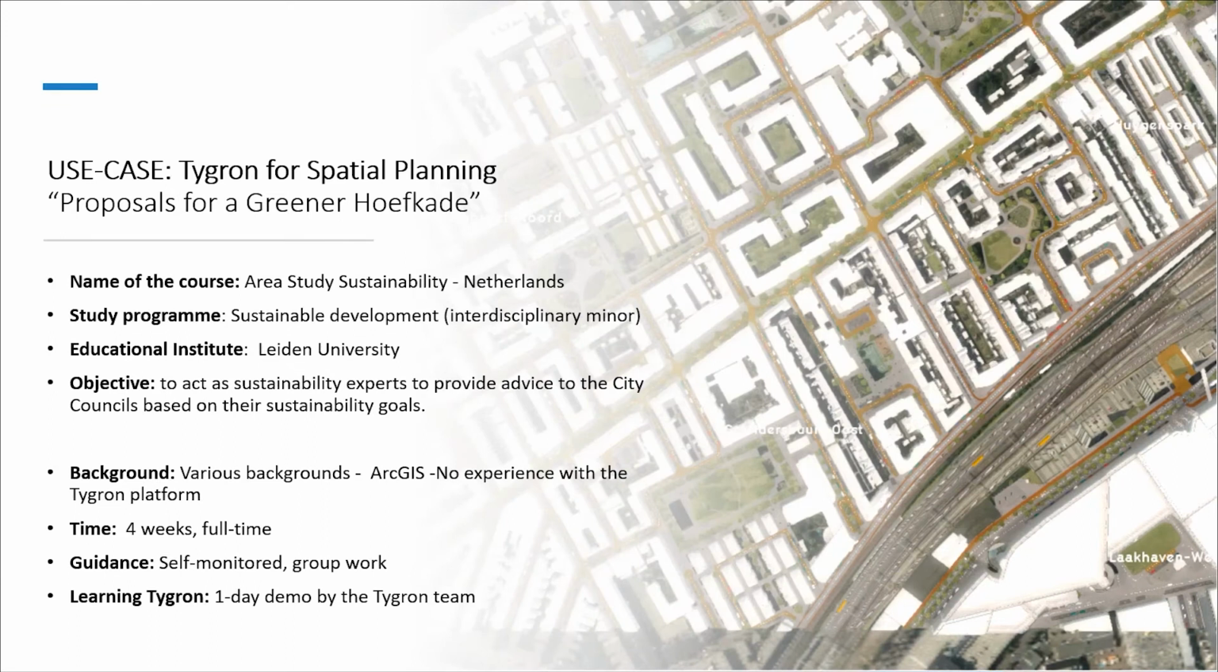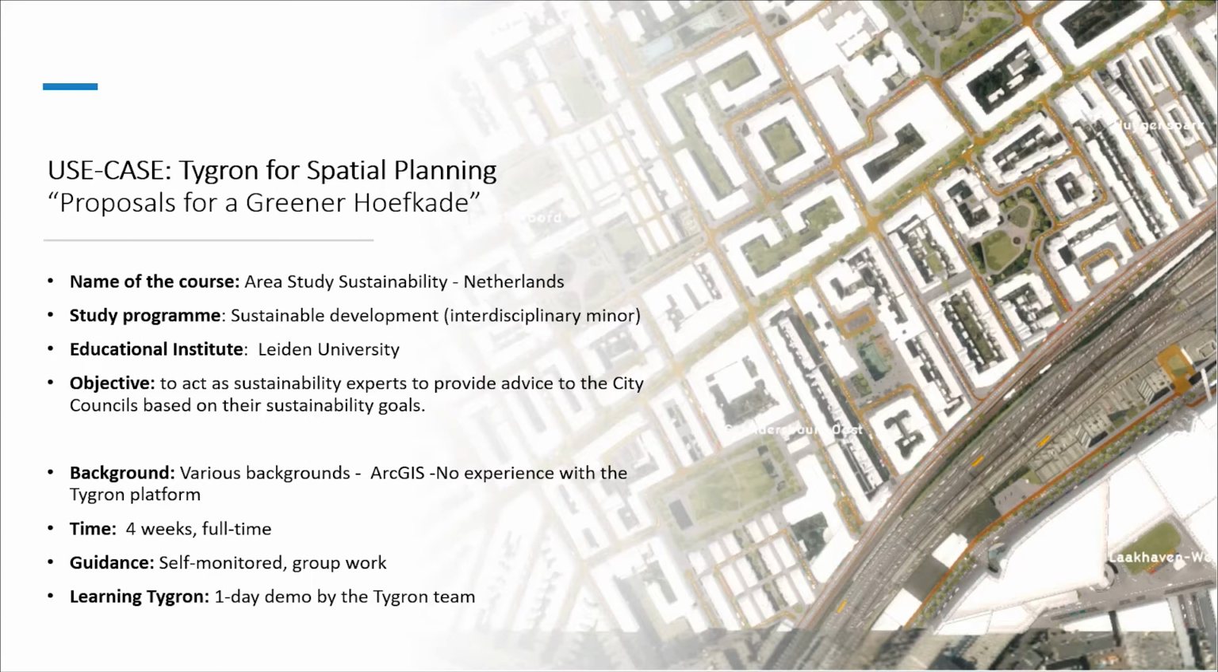Another use case is Tygron for spatial planning. It's proposals for a greener Hofkade done by a group of students from the University of Leiden. So it's for a course that is part of the Sustainable Development interdisciplinary minor.